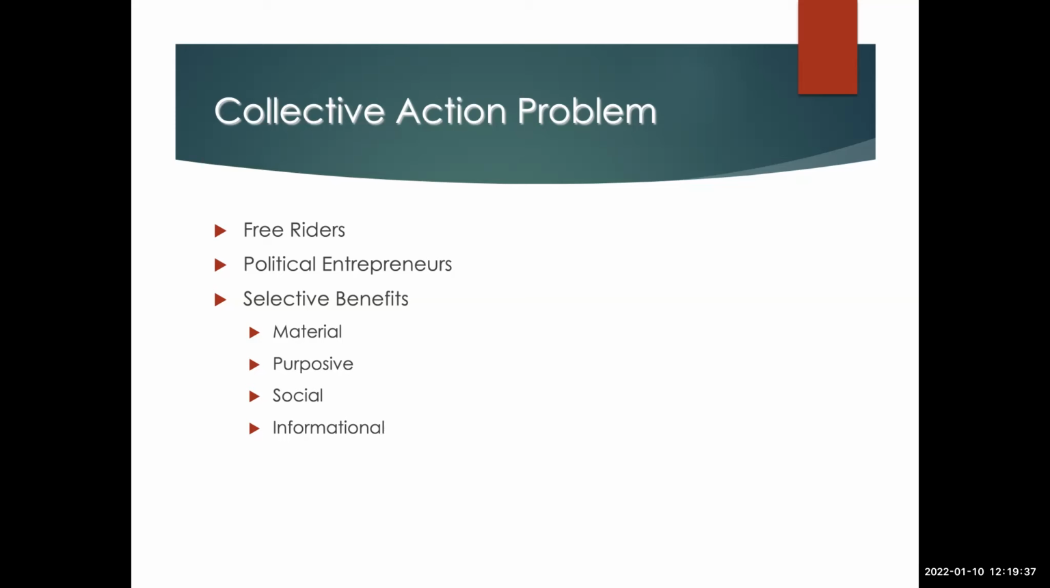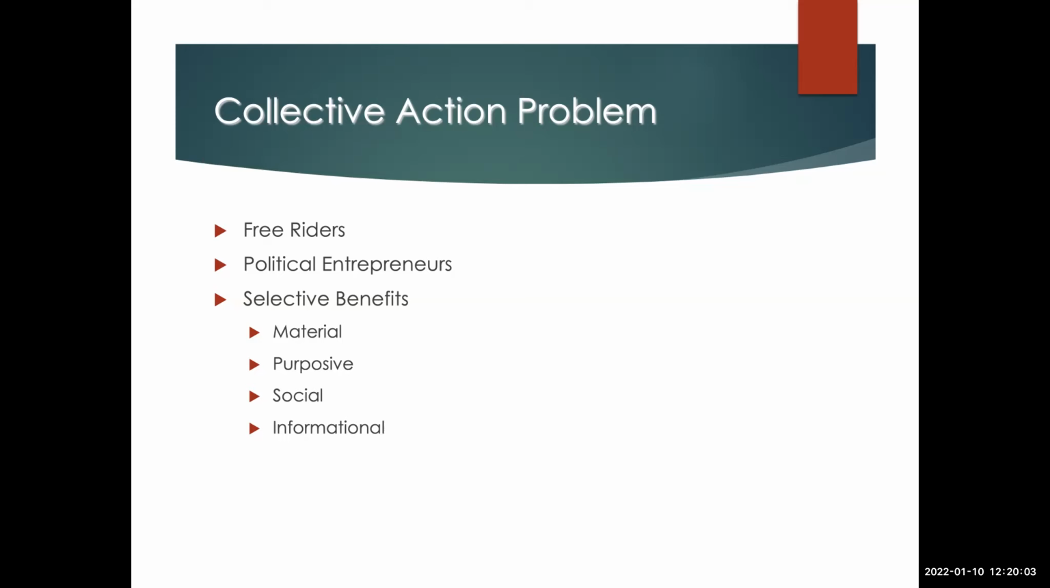So now you've actually created the group. You've got this political entrepreneur who has bought a domain name and set up a Facebook page and created a Twitter account. And now they want to get people, right? Now they want members. The way that interest groups get members is through the provision of something called selective benefits.